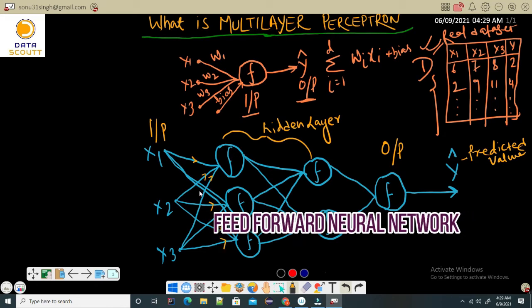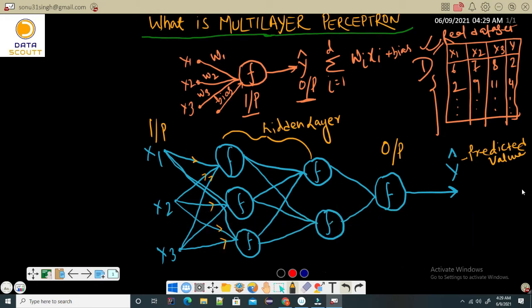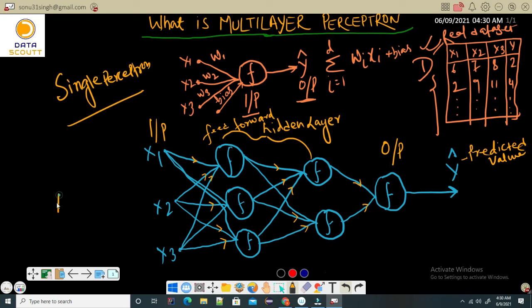It forwarded in a single direction, so it will forward in this direction. So if I compare, this is nothing but single perceptron and this is nothing but MLP, or I say multi-layer perceptron.